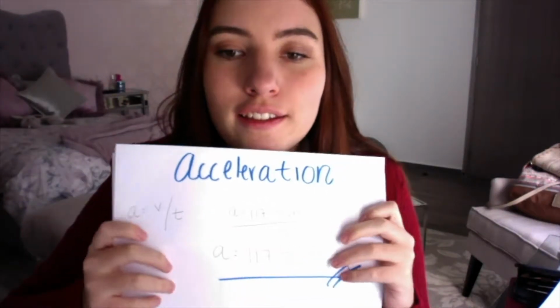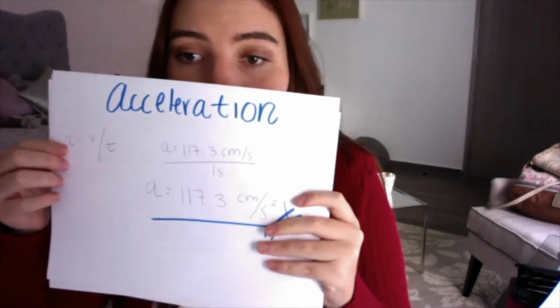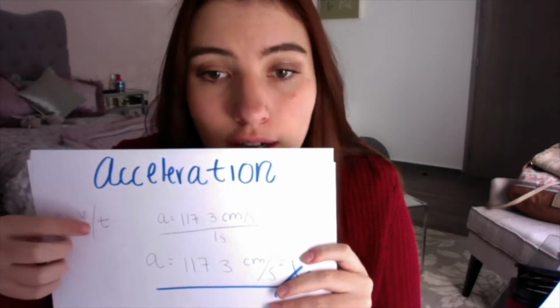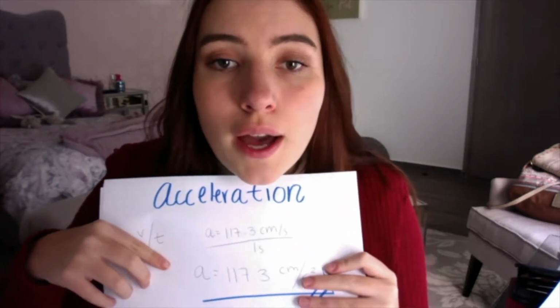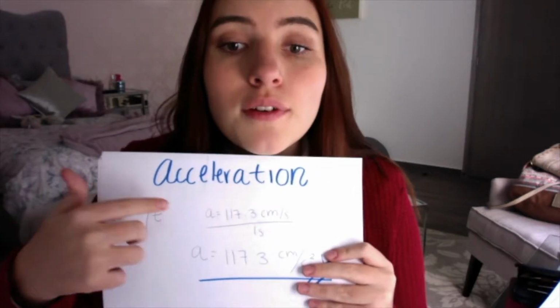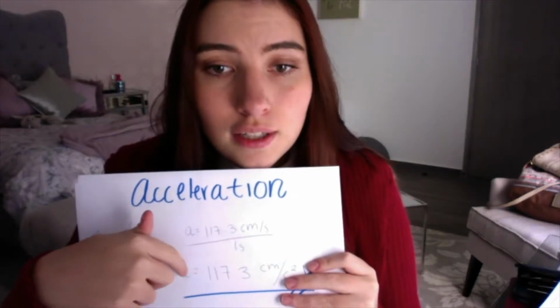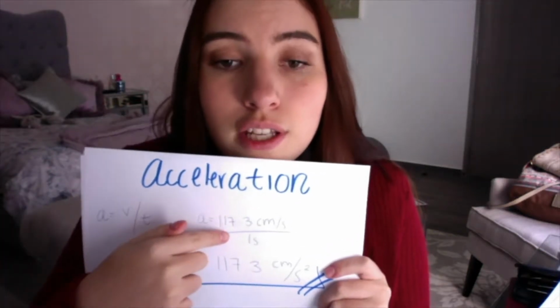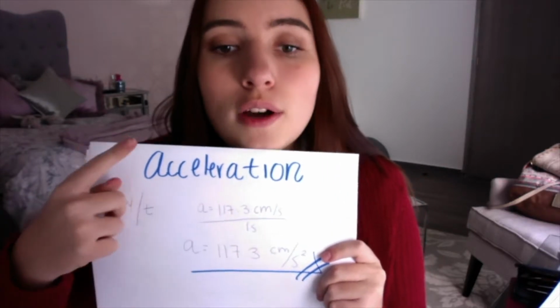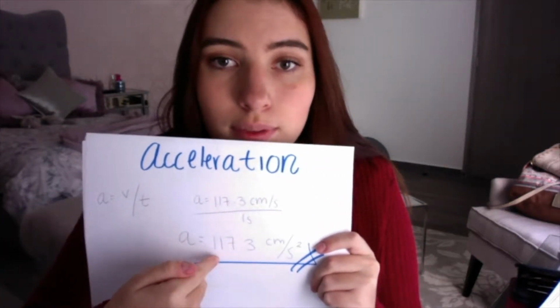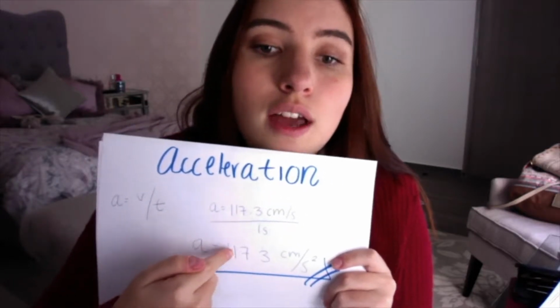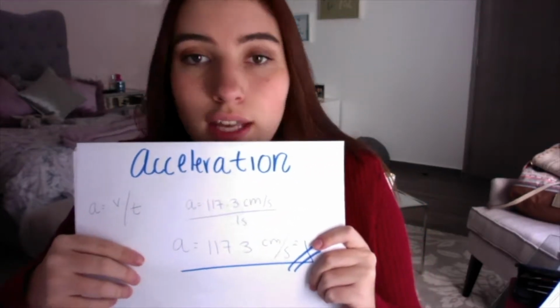I'm going to explain the workings and the calculations we did for our project. First, we calculated the acceleration by using the formula: acceleration equals velocity over time. We have to take into account that the object had a displacement of 117.3 centimeters. So we used that quantity and divided it over the time, which was 1 second, and we got the same quantity, 117.3 centimeters over second squared.